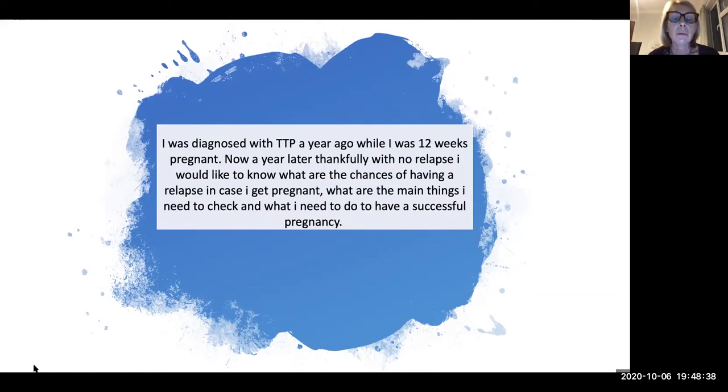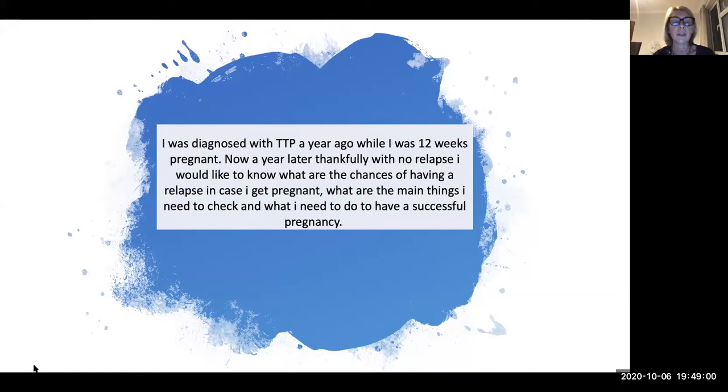Next question. I was diagnosed with TTP a year ago when I was 12 weeks pregnant. Now a year later, thankfully with no relapse, I would like to know what the chances are of having a relapse in case I get pregnant, and what are the main things I need to check and what I need to do to have a successful pregnancy.